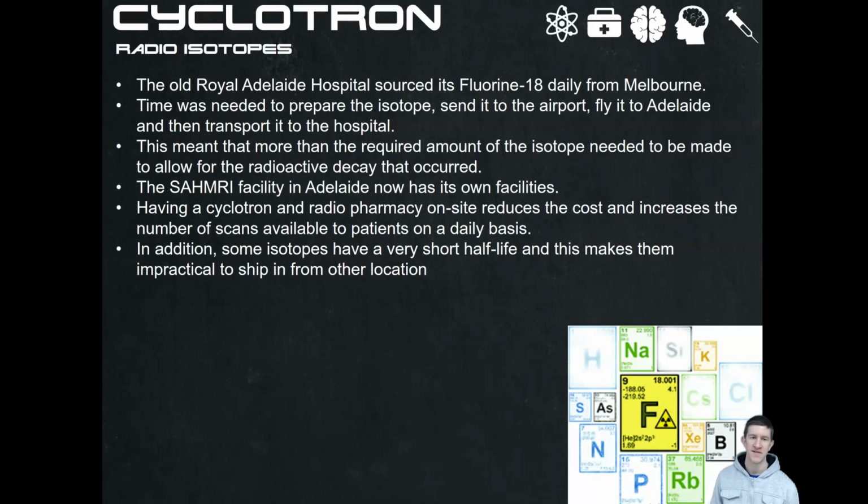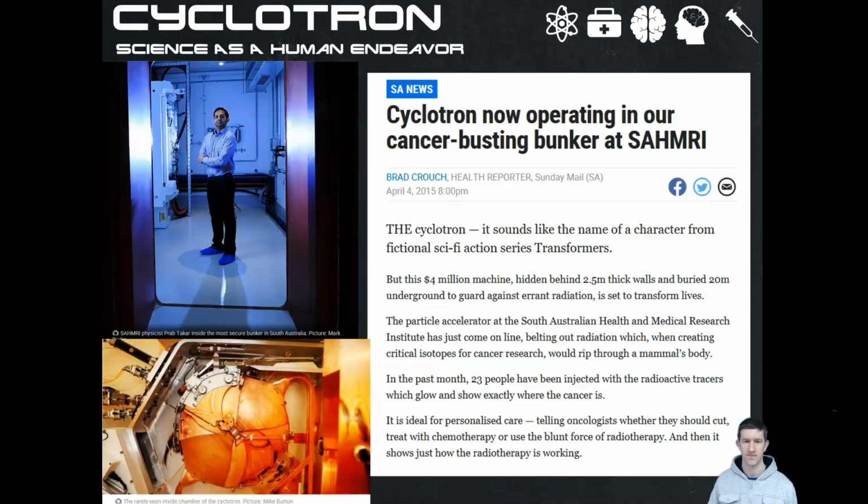However, the new SAMRI facility, the South Australian Health and Medical Research Institute, that was built next door to the Royal Adelaide Hospital in Adelaide, now has its own in-house facilities. So we now have a cyclotron and a radiopharmacy on site, which reduces the costs of this stuff and increases the number of scans that we can actually do on a daily basis, given that we make it in the same building that we test it.